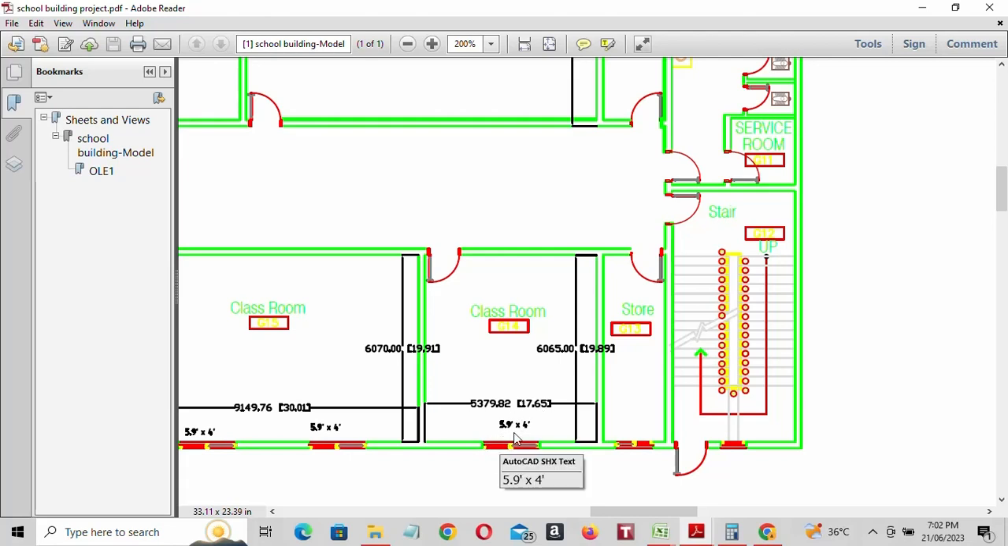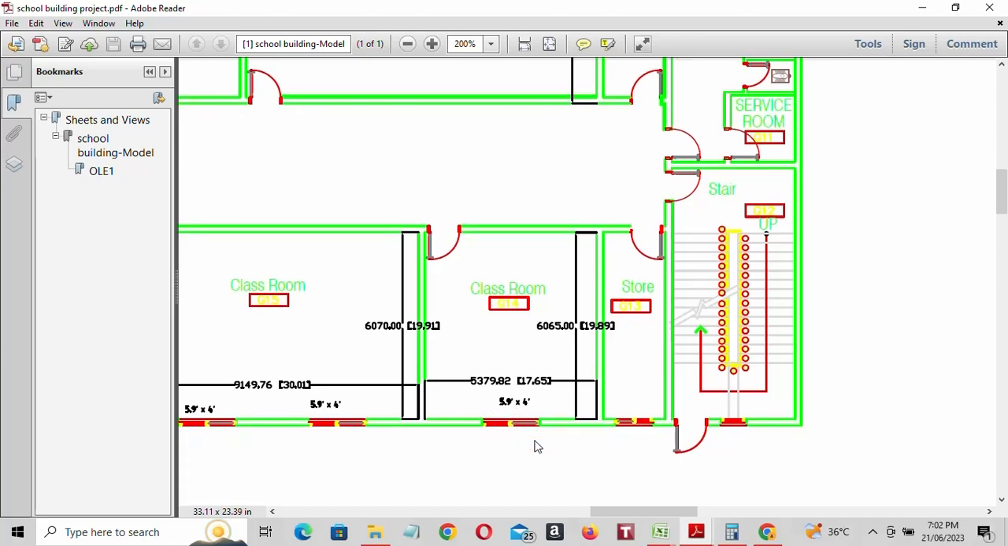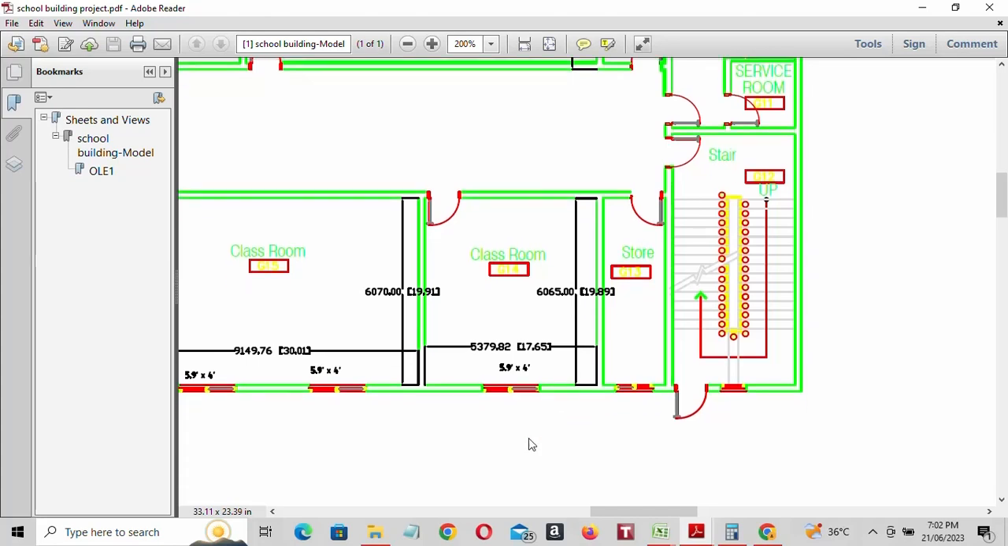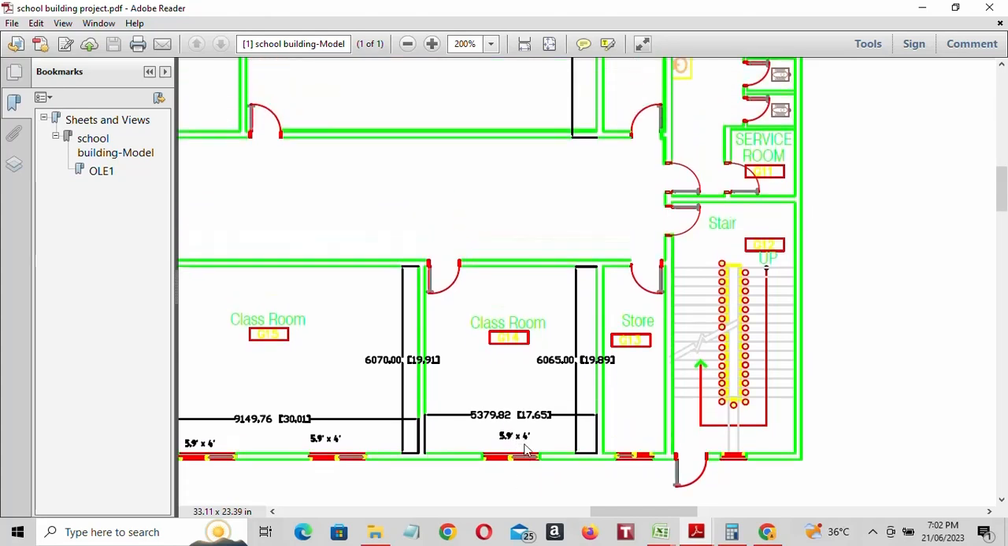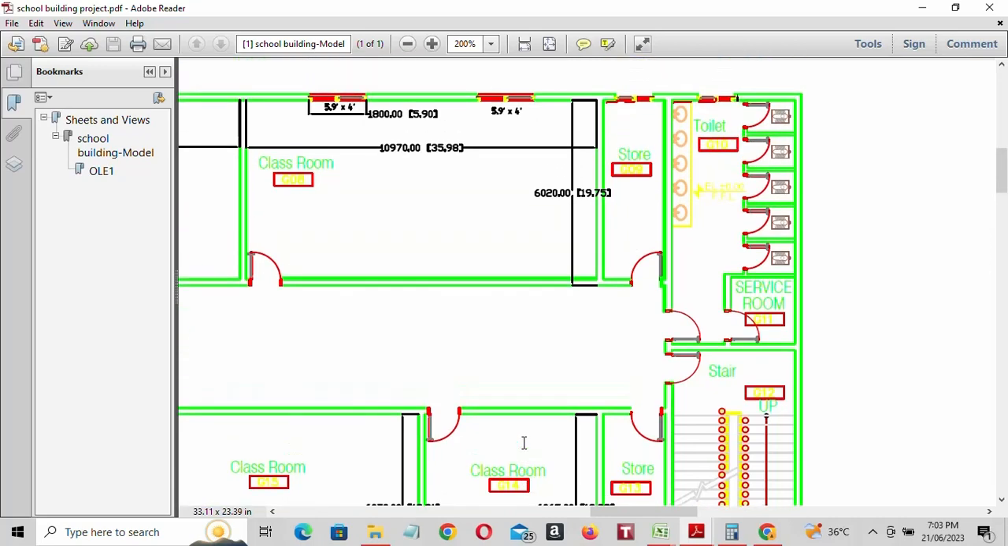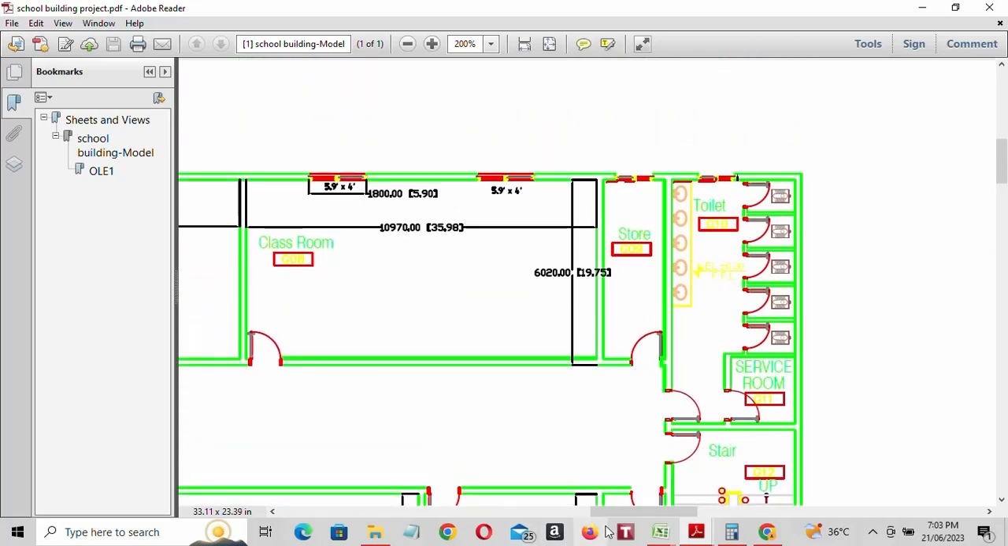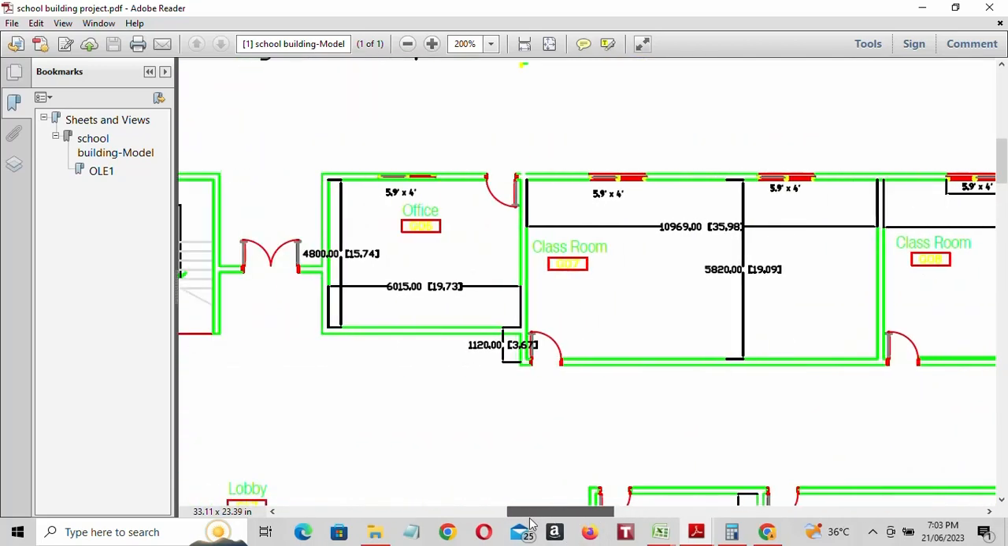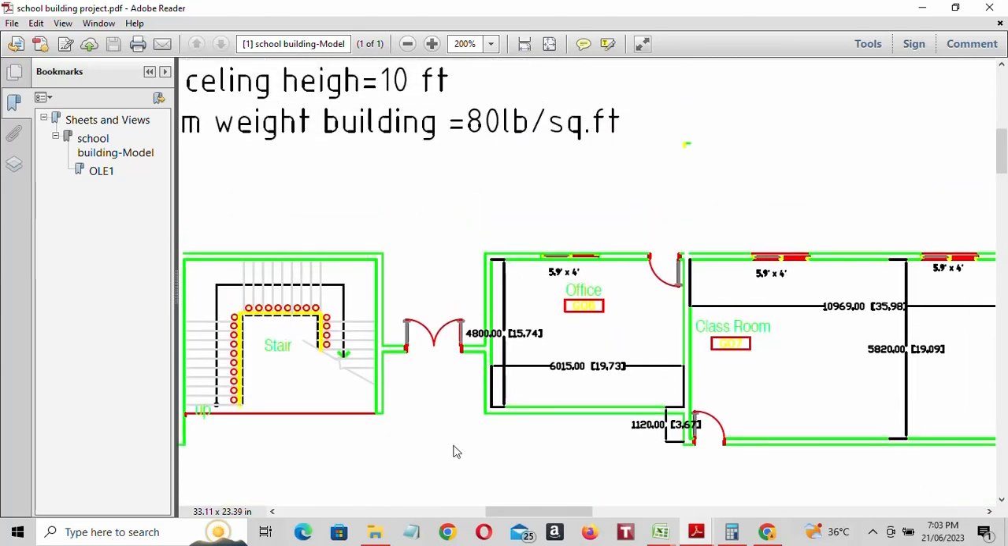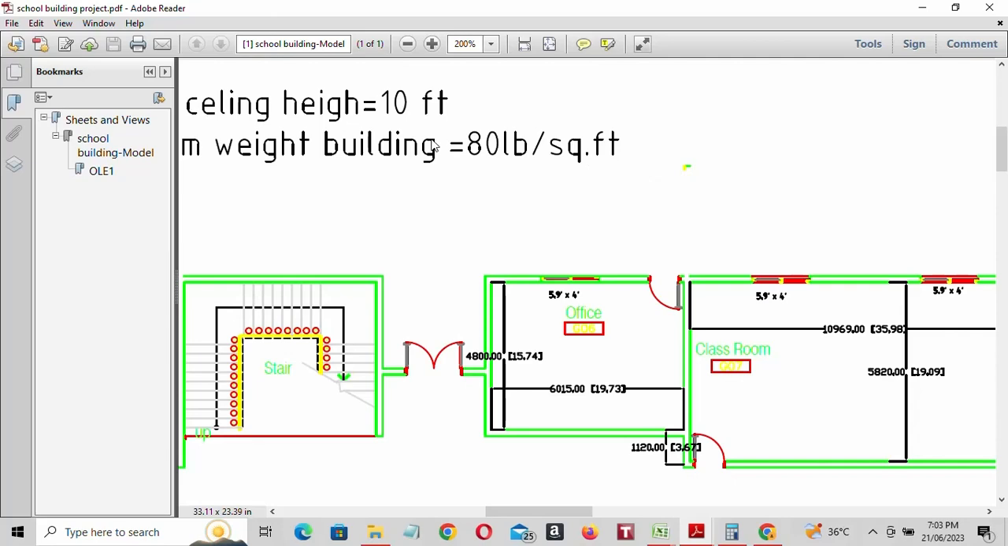The window glass area is 5.9 by 4 feet. You can take approximately 6 by 4 feet, which means 24 square feet, and our glass is exposed to the sun in the south direction. This is the south direction. And the weight of the building is 80 lb per square feet, and the ceiling height is 10 feet.